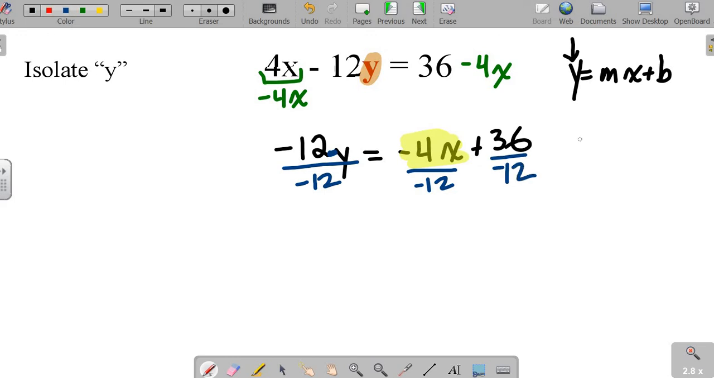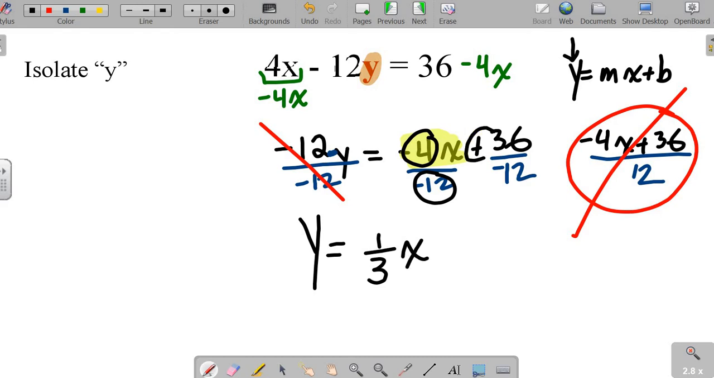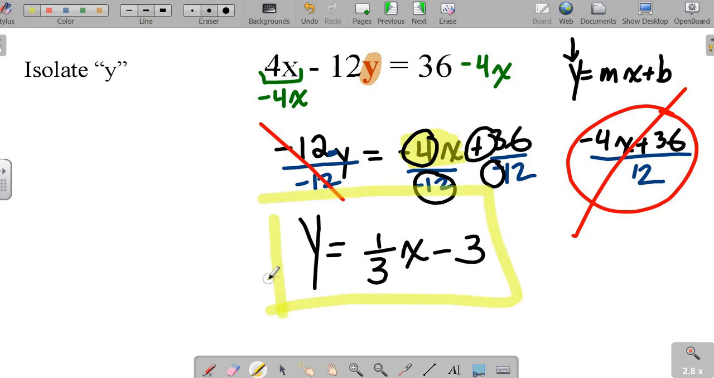Some of you have been taught you can do this, negative 4x plus 36, and put it all over 12. I do not want you using that method, please. I like you to do it each individual term. It increases your accuracy. Negative divided by a negative is positive. 4 goes into 12 3 times. Positive divided by a negative is negative. And there you stop. We're not actually solving. We are simply isolating. You need to be comfortable doing that.